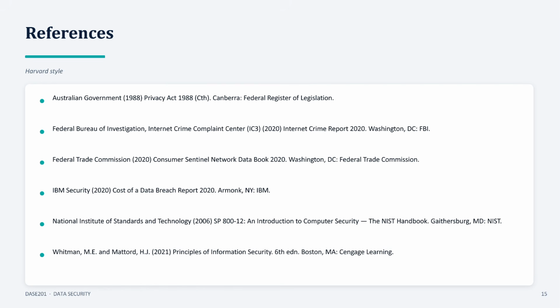At the end, I'm just adding the references which helped me to make the whole slides. My reflection was mainly based on the lecture materials from week 1 to 4 and the prescribed textbook named Principles of Information Security by Whitman and Mattord. I have also included additional resources and references on this slide as you can see on this page.